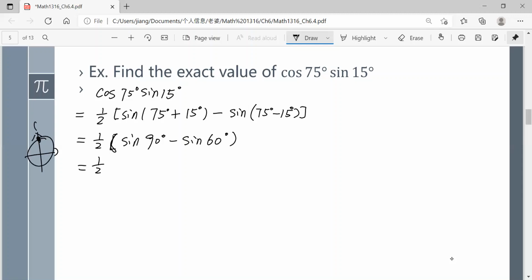Here the point is (0, 1). First one is cosine x, second is sine x. So sine 90 degrees is 1. So it's 1 minus sine 60 degrees, that's square root of 3 over 2. In the parentheses, we make 1 into 2 over 2. That's 2 minus square root of 3 over 2. So this one is 2 minus square root of 3 over 4.